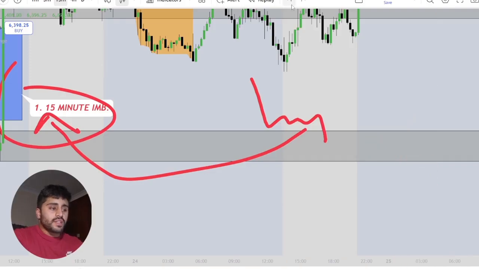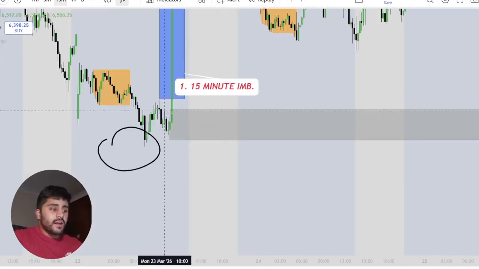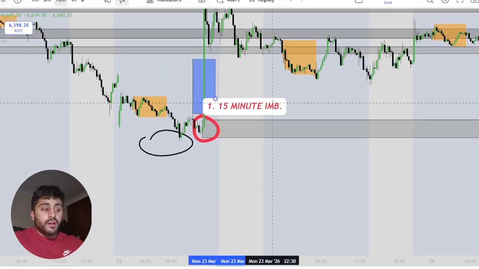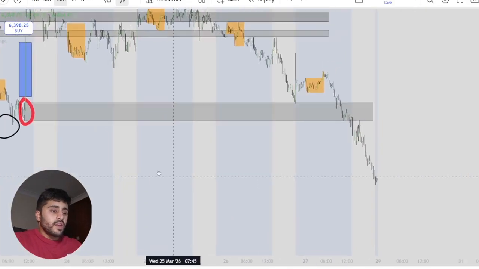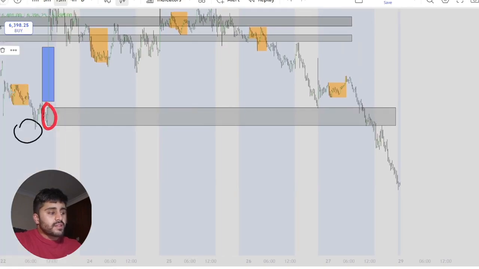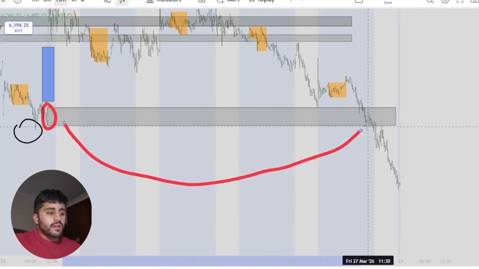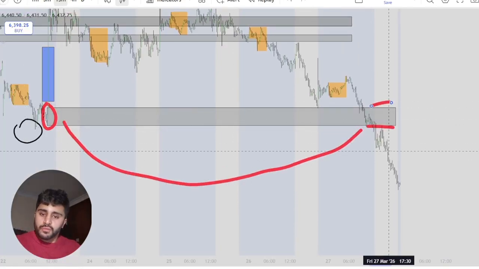Every time I choose a key level, I need to see an imbalance, and I choose the candle before the fair value gap. And what you'll find if you apply this technique is that the best places to take entries will come either at the bottom or the top of that zone.